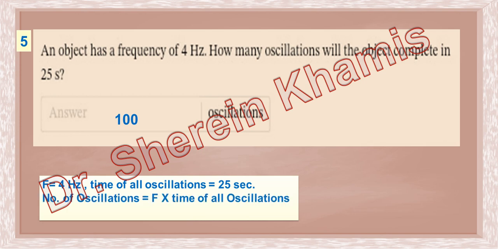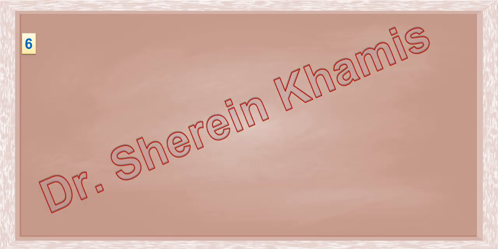seconds. Okay, so the number of oscillations equals frequency times the time of all oscillations, so we multiply 4 hertz times 25 and we get 100 oscillations. So the number of oscillations that we make in 25 seconds will be 100 oscillations. As we mentioned, we have 25 seconds and a frequency of 4 hertz, so the right answer will be 100.